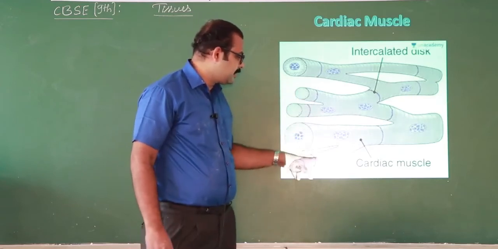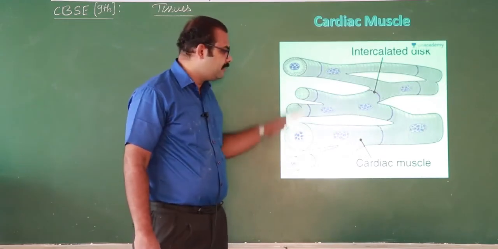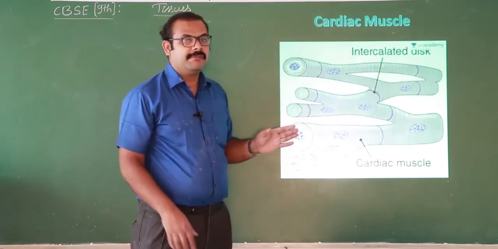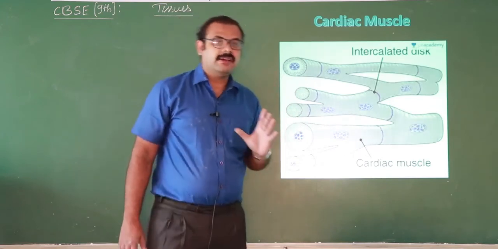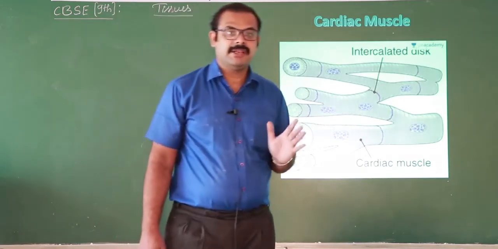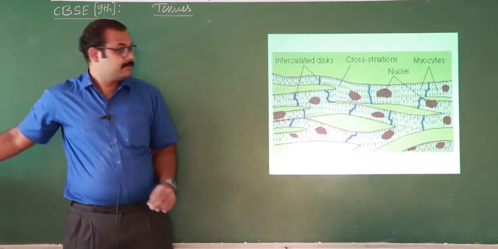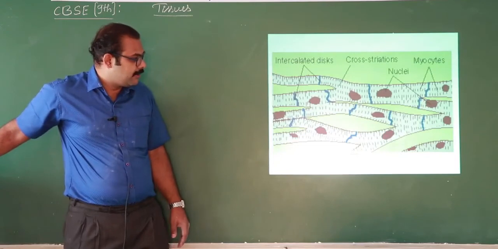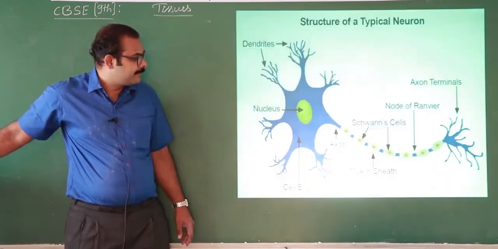So these dark bands are called intercalated discs. With the help of that we can easily make the difference between striated and cardiac muscles. So these are the different types of muscular tissue. Then the last one is nervous tissue. You can see one more diagram of that. So these are the intercalated discs.